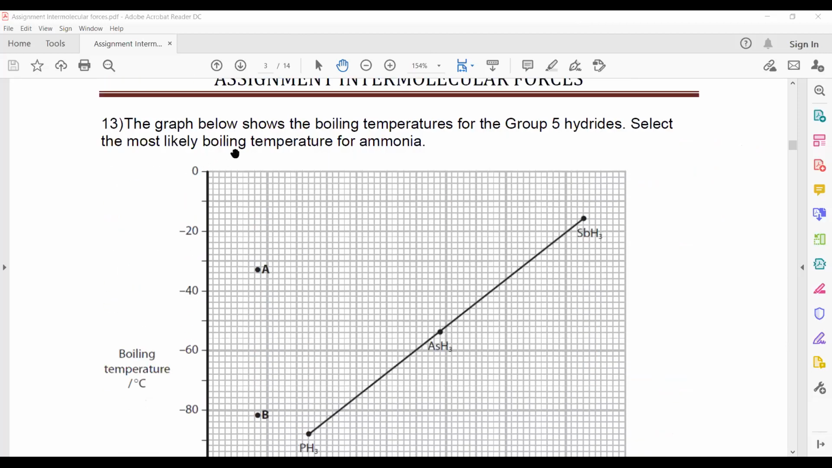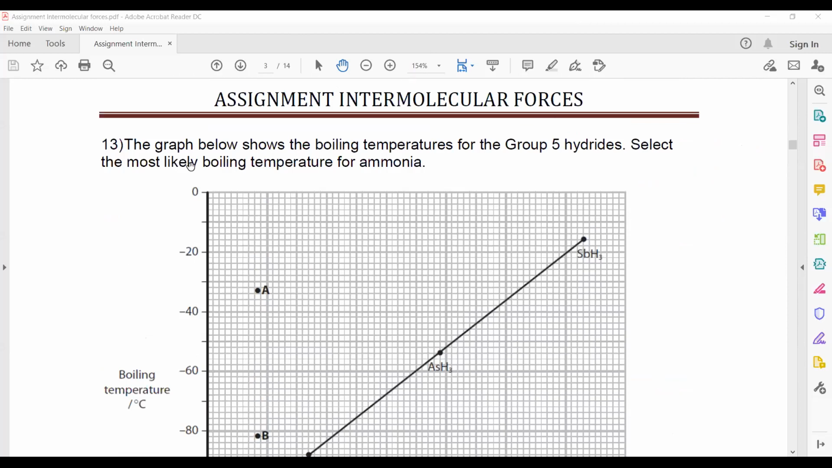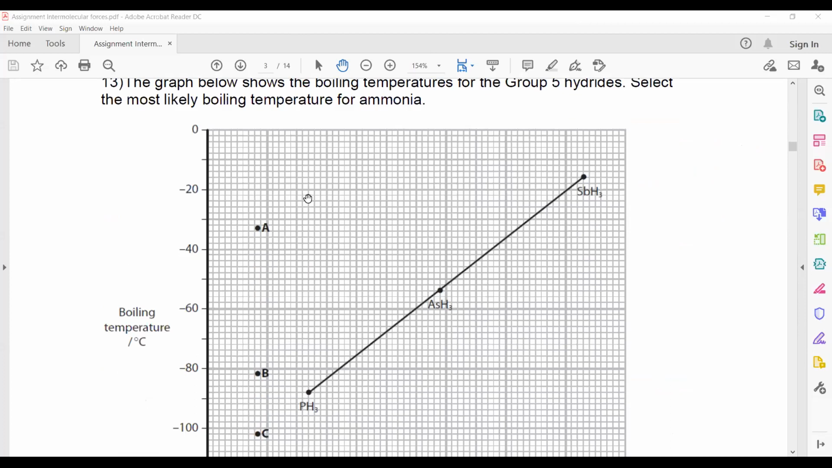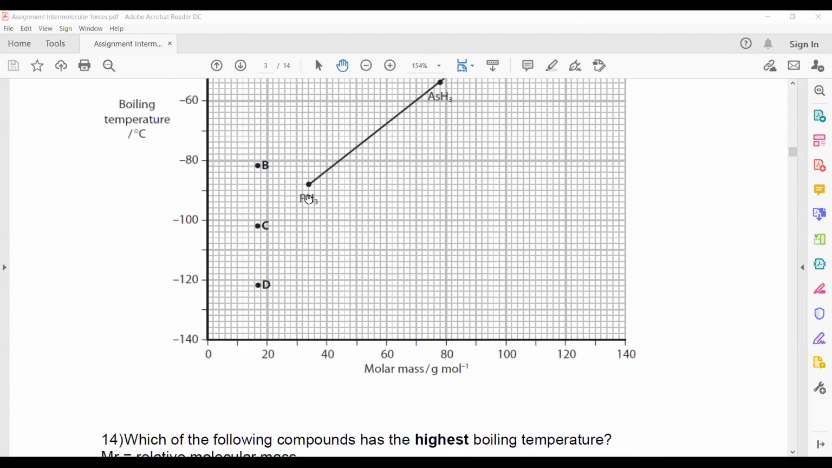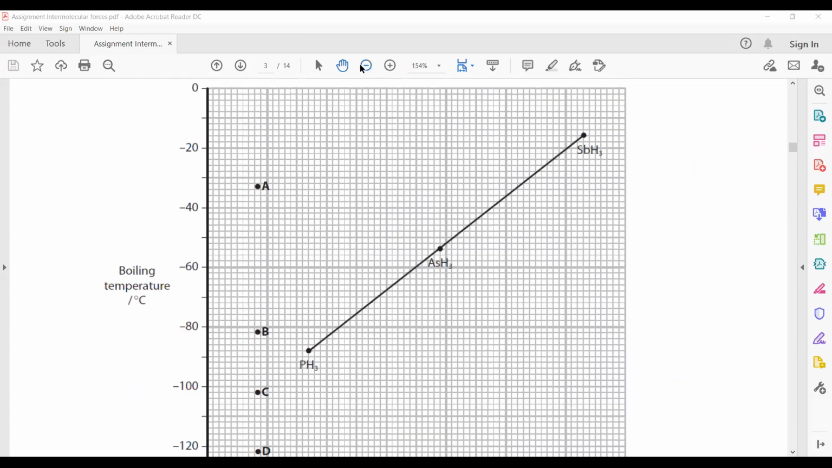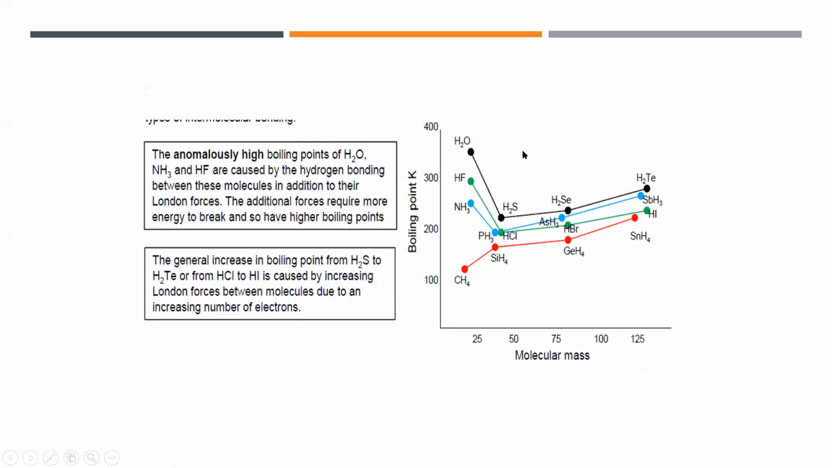Okay, in this question, the graph below shows the boiling temperatures of group 5 hydrides. So the first one is NH3, and what is the most likely position for ammonia? A, B, C, or D? And keep in mind, like you can see here, the variation, this graph is very important. So you should go through this graph.